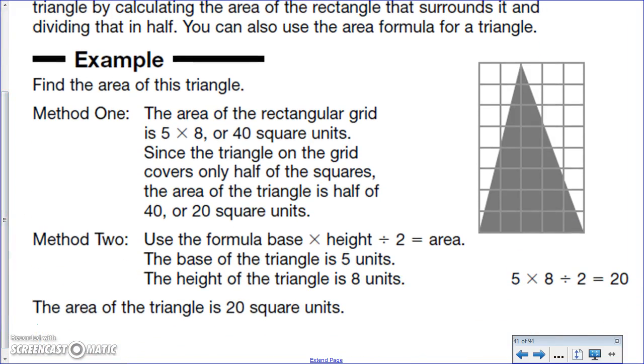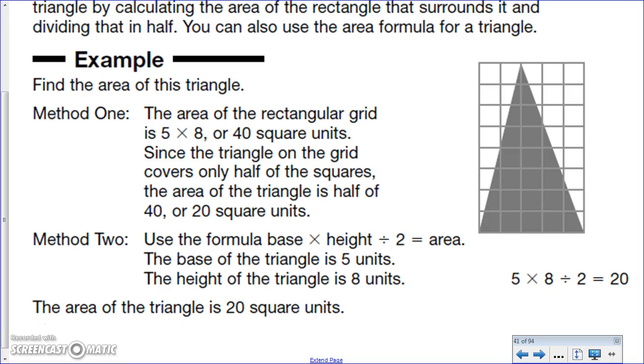Method 1, the area of the rectangular grid is 5 by 8, so 5 across the base and 8 tall, or 40 square units. Since the triangle on the grid covers only half of the squares, the area of the triangle is half of 40, or 20 square units.